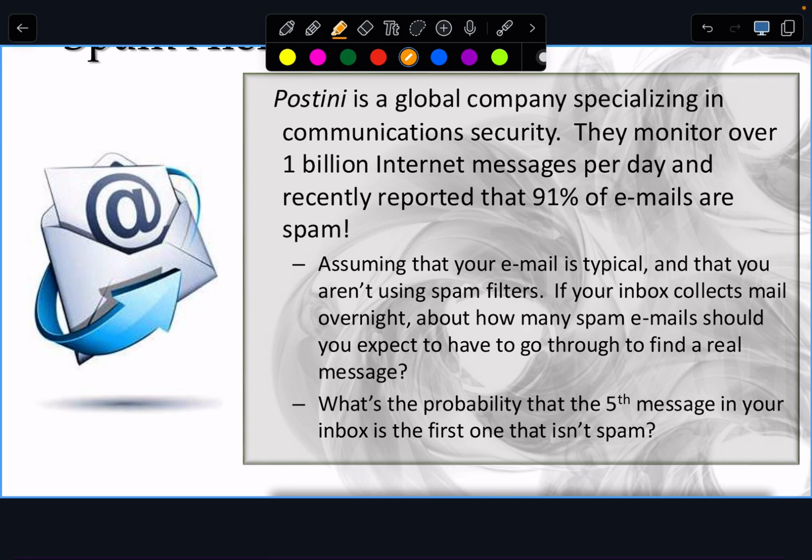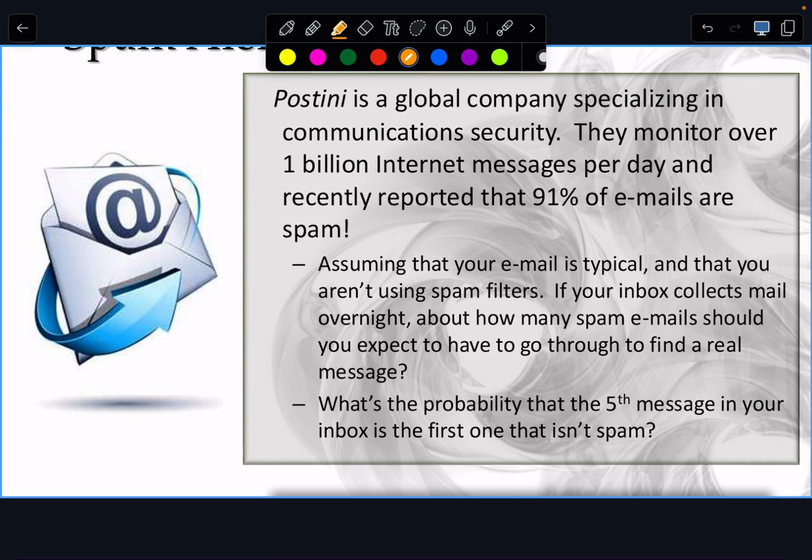So this first question is asking us to calculate the expected value, calculate the mean of this distribution. So the first thing we have to establish is, are we geometric? So do I have 2 outcomes in this scenario? Yes. What's my success? A real message. Fail would be spam, right? So we have 2 outcomes.